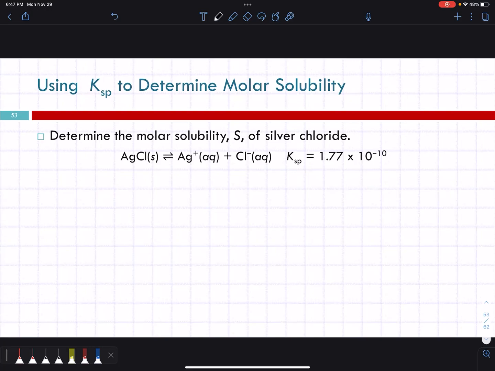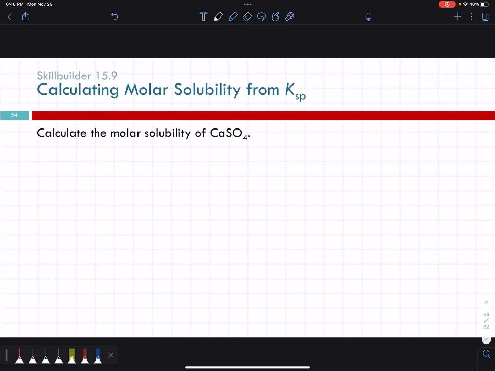Oh, now I remember this is the one. So remember how to calculate molar solubility.